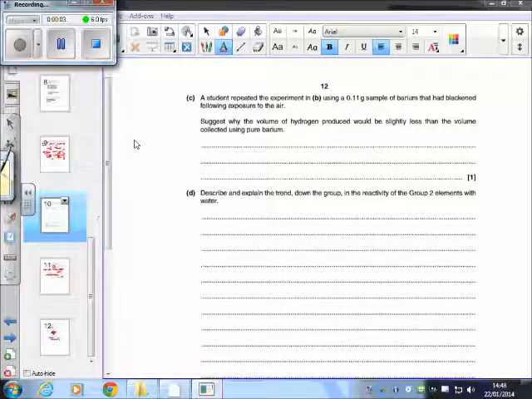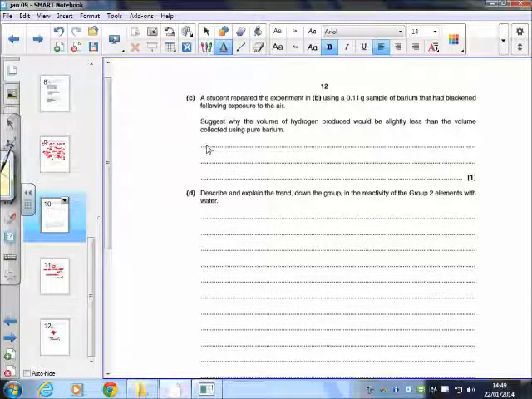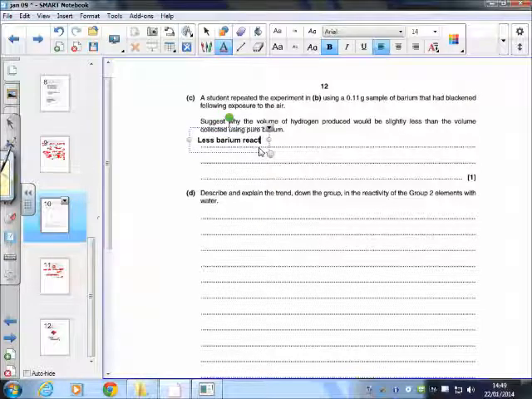So 5 part C. A student repeated the experiment in part B using a 0.11 gram sample of barium that had blackened following exposure to the air. Suggest why the volume of hydrogen produced would be slightly less than the volume collected using pure barium, for 1 mark. So if we've got barium oxide compared to pure barium, we're going to have less barium to react, and that's simply all you need to state for 1 mark. So there's just less barium to react. So if there's less barium to react, we're not going to get as much hydrogen produced, and all you need to say is that for 1 mark.